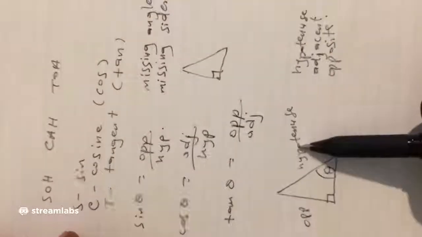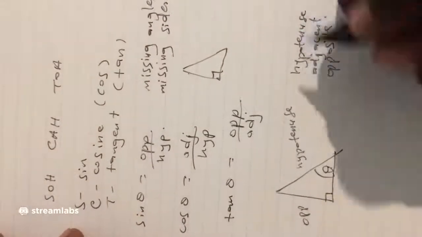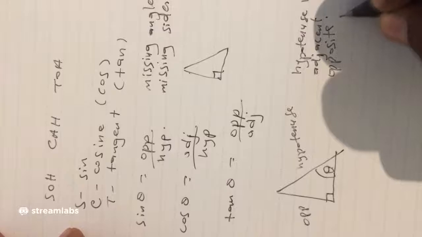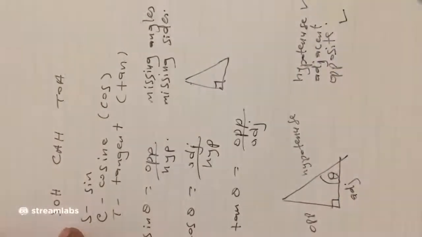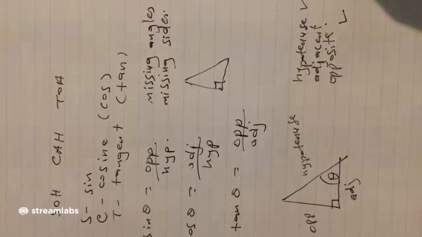So what's going to happen now is that we know two of the three sides. We know where the hypotenuse is, we know where the opposite side is. So the only side we have left to find is the adjacent side. Therefore the adjacent side is going to be down here at the base.